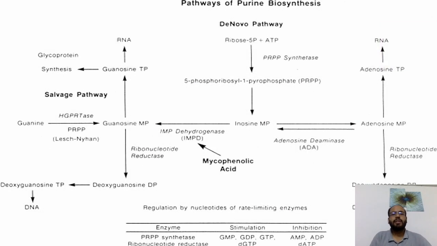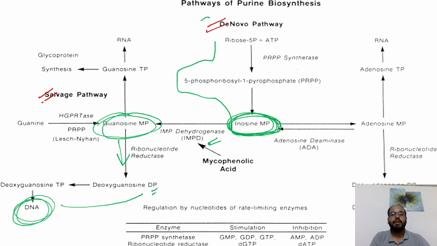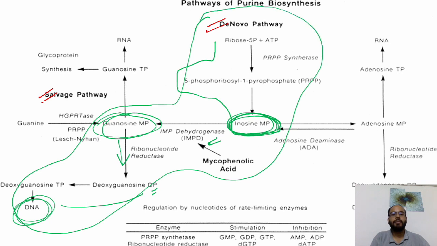Just to revise quickly, you have two pathways of purine synthesis. You have the de novo pathway and your salvage pathway. Now, how does the de novo pathway work? It takes all the molecules and reaches the compound inosine monophosphate. Now, this inosine monophosphate, under the action of inosine monophosphate dehydrogenase, gets converted into guanosine monophosphate. This guanosine monophosphate gets converted into deoxyguanosine diphosphate, which subsequently forms DNA. Now, this is the normal de novo pathway.